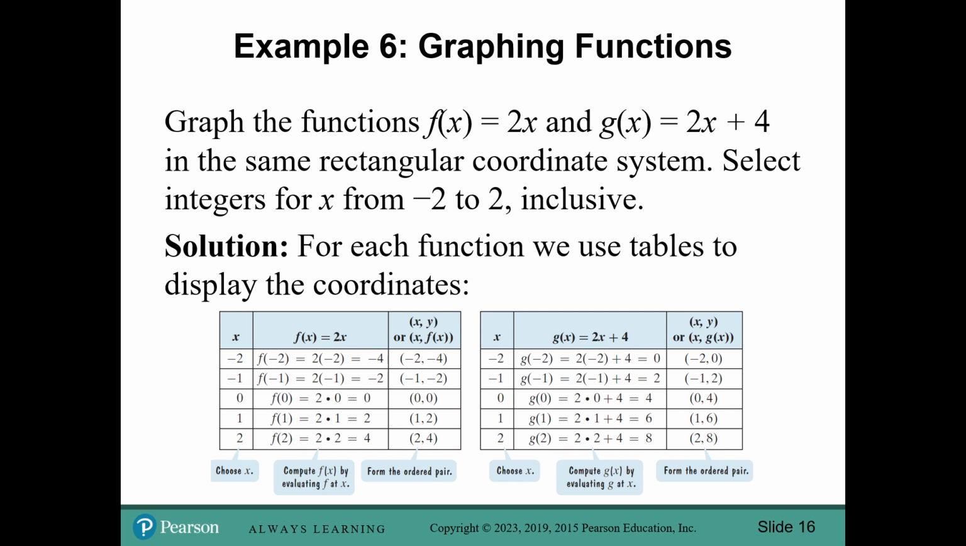On the left, we have the f of x function, 2x, where we have gone from -2 to 2 on our x and found our corresponding coordinate points. On the right table, we have the g of x function, 2x plus 4, and we have found from x equals -2 up to x equals 2 the associated coordinate points here as well.